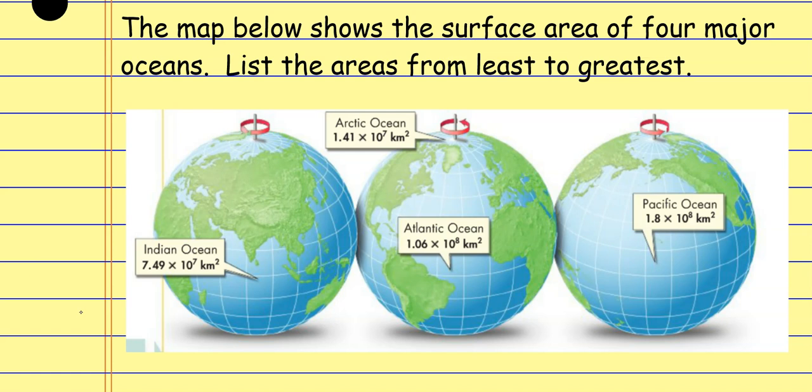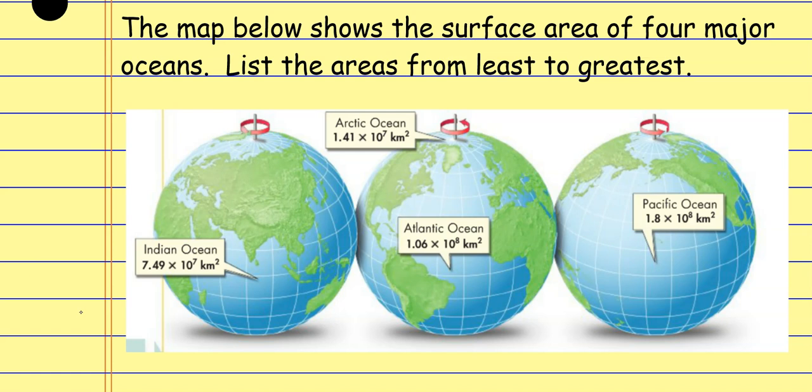Okay? But now, comparing numbers in scientific notation, if I look at something like this one, it says the map below shows the surface area of 4 major oceans. List the oceans from least to greatest. Okay? And so here's the thing. When you're thinking about scientific notation, the number out front doesn't matter in terms of the size as much as the exponent that's on the 10. And it's really important to think about that.